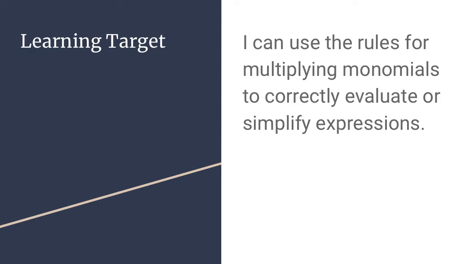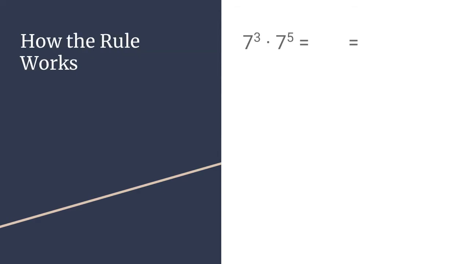Your learning target is, I can use the rules for multiplying monomials to correctly evaluate or simplify expressions. So here we have two monomials that have the same base, and so we want to multiply them. In order to get this idea in our head, we're going to go back to the basics.